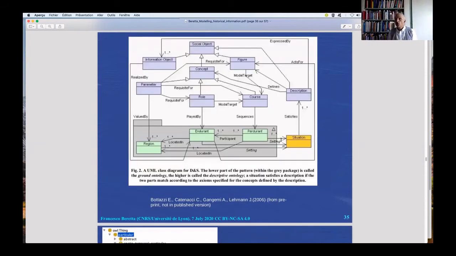Okay, so the concept is that Descriptions and Situations, which you see on the top, bring the epistemological layer and the social layer on top of DOLCE. You take the two, you can model social life.